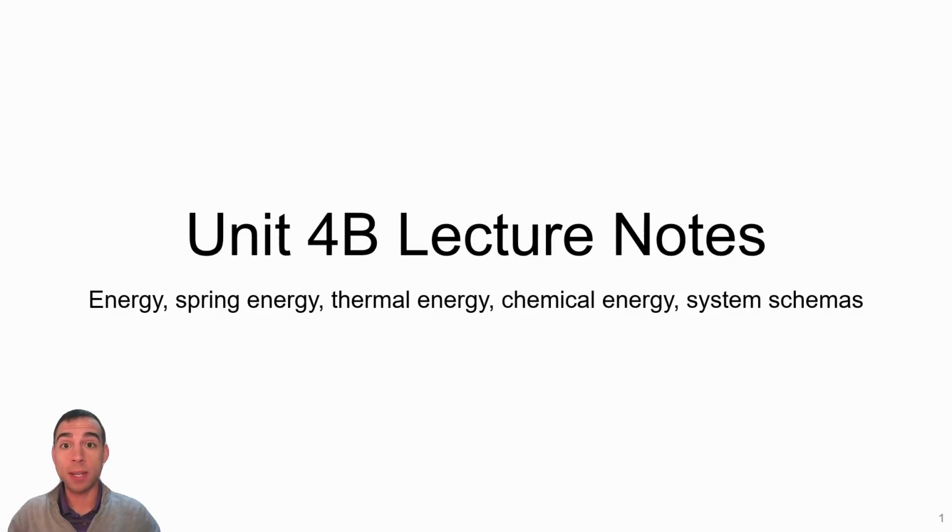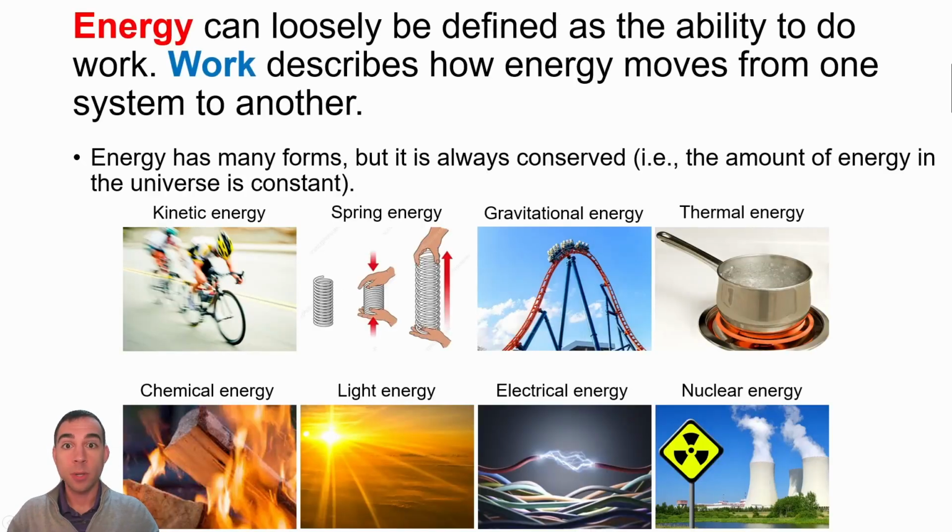Unit 4B will be a continuation of our discussion of energy, where we'll talk about a few new types of energy, like spring energy, thermal energy, chemical energy, and a new diagrammatic model called system schemas. So think back to our previous discussion about energy. We learned about kinetic and gravitational energy, but now we're going to introduce a few more types, like spring energy, thermal energy, and chemical energy.